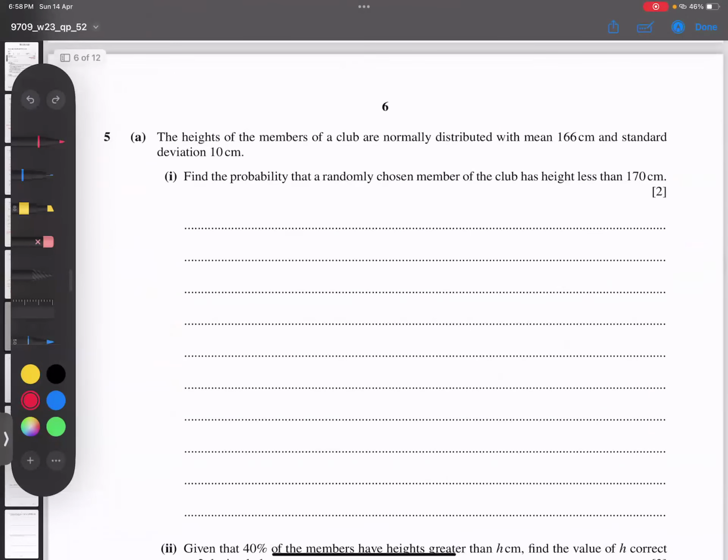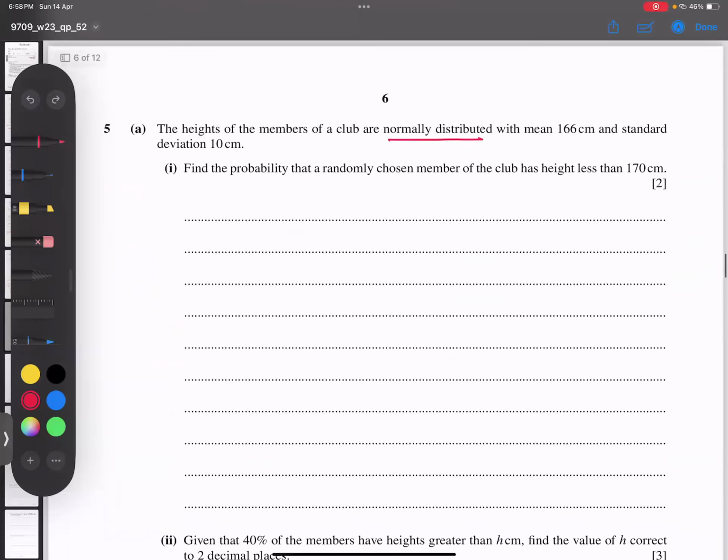The next question is: the heights of the members of a club are normally distributed. So normal distribution means we go to the topic of normal. The mean is 166 centimeters, and the deviation given is 10. Find the probability that a chosen member of the club has a height less than 170. Height is less than 170. How can we do it, students?